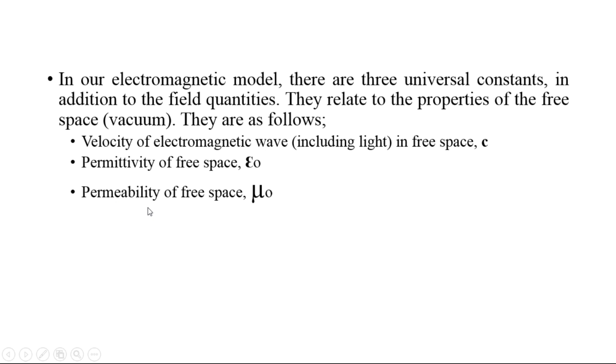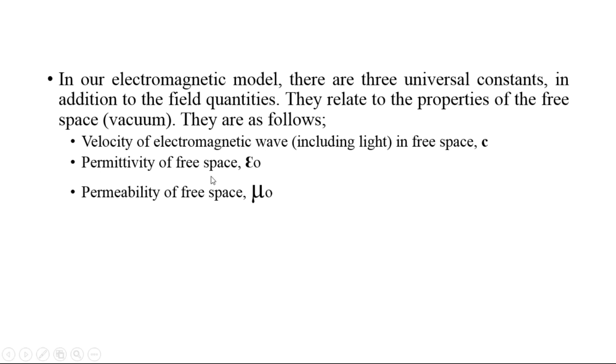Permeability is related to the magnetic field, and permeability is the ability of the material to allow the magnetic lines of force to pass through it. So permittivity is the resistance that is offered by the material to the electric field, whereas permeability is the ability of the material to allow the magnetic lines of force to pass through it.